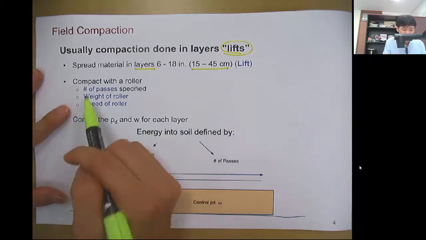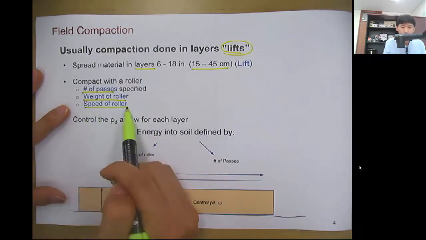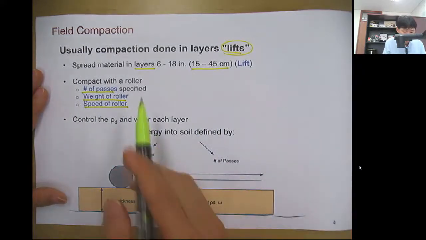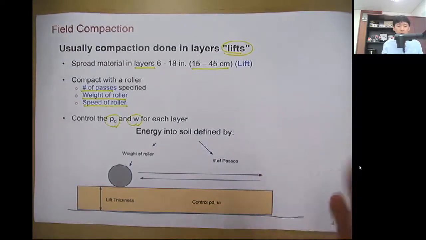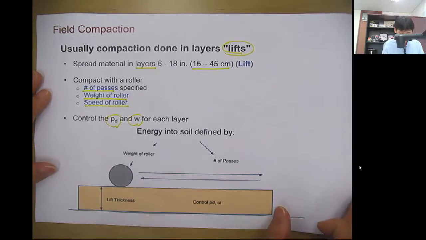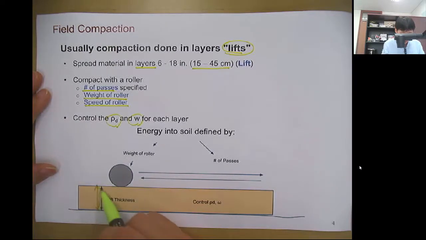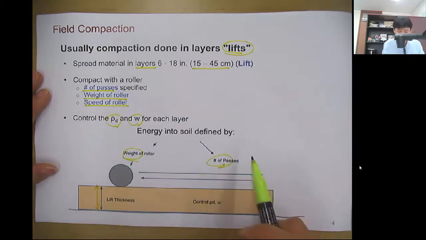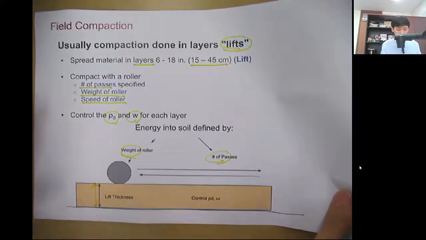In this case, the number of passes will be specified, as well as the weight of the roller and the speed of the roller, and you control the dry density and the water content for each layer, so you can achieve the target dry density. So you can see that one layer is one lift, and it has a certain thickness, and the weight of the roller and the number of passes are specified so that they can control the compactive effort.